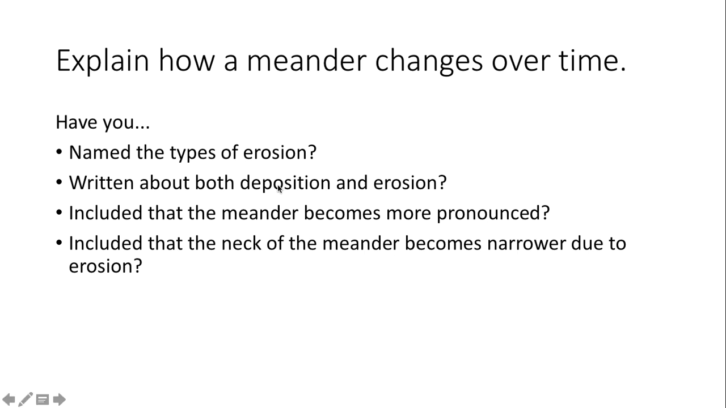And I've got a checklist here of things you need to include. You need to name the types of erosion. You need to write about both deposition and erosion. You need to conclude that the meander is becoming more pronounced rather than getting bendier or getting tighter. You need to include that the neck of the meander becomes narrower due to erosion. And you also need to include, and I should have put this on here, that the old meander is cut off during a period of high discharge or a flooding period. Pause me while you give that a go and then we'll move on.